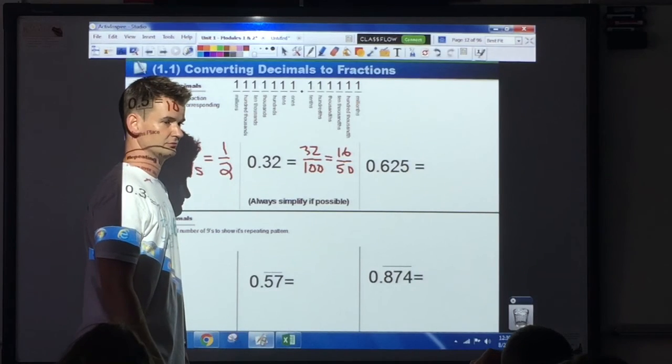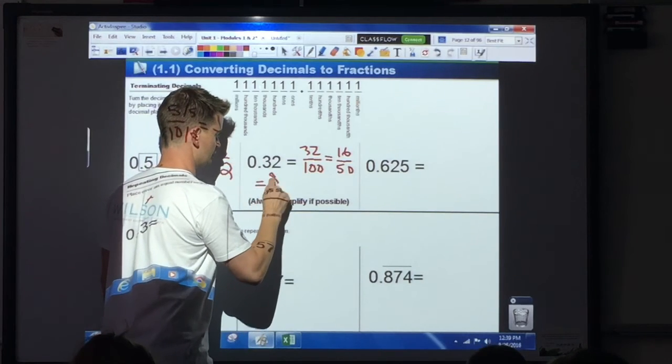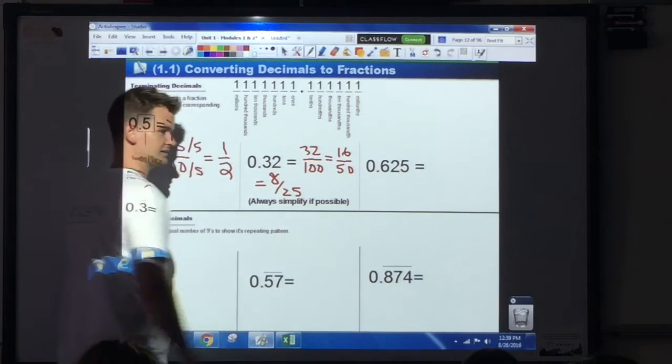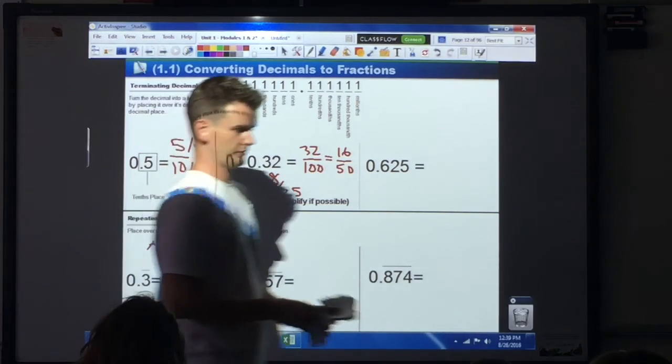What's 16 divided by 2? 8. What's 50 divided by 2? 25. And this will simplify all the way down to 8 over 25. Just that simple. Always make sure you simplify if possible.